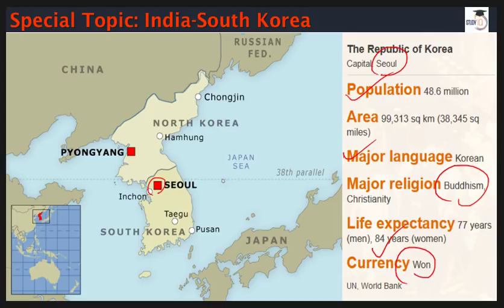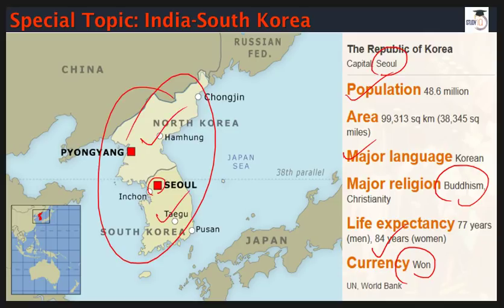Now, you can see here this portion is known as the Korean Peninsula. You have North Korea and South Korea here. They have an official border, but then again, many times you hear that the 38th parallel is dividing these two countries from each other. So make sure you keep this in your mind as well.